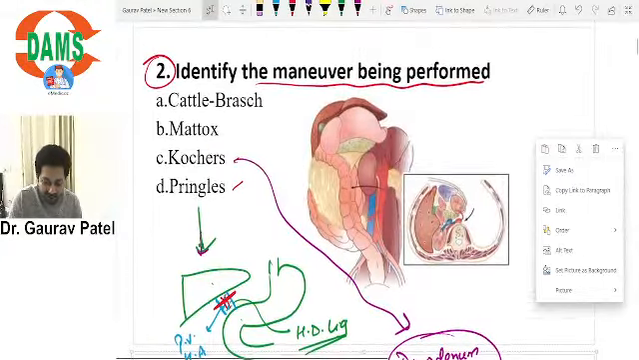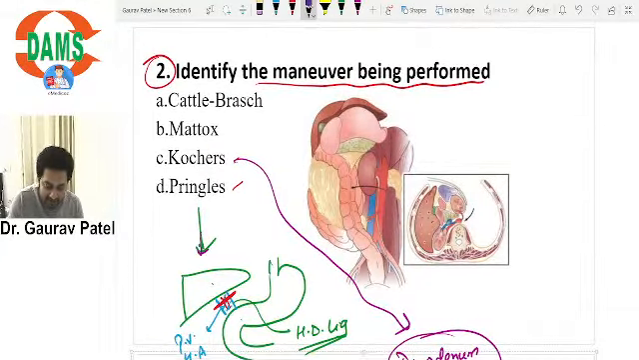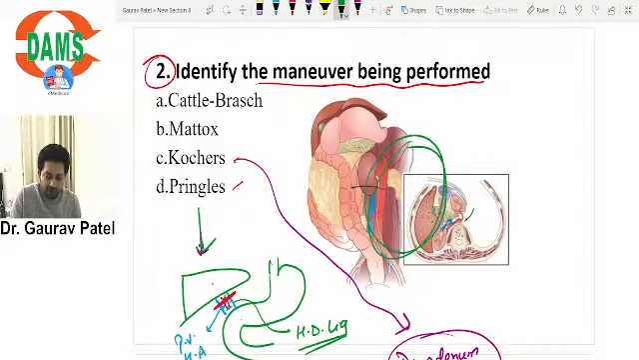You can see in this the left side is being seen. That part is mobilized. You can see the aorta nicely. This is a Mattox maneuver. You can see here also the whole left side is shifted towards the midline, so that you can see the aorta and the left kidney. So this is left medial visceral rotation, or Mattox maneuver.